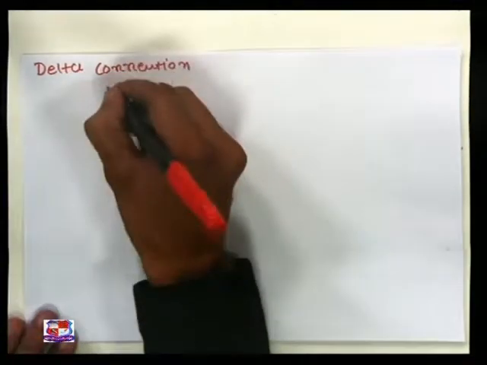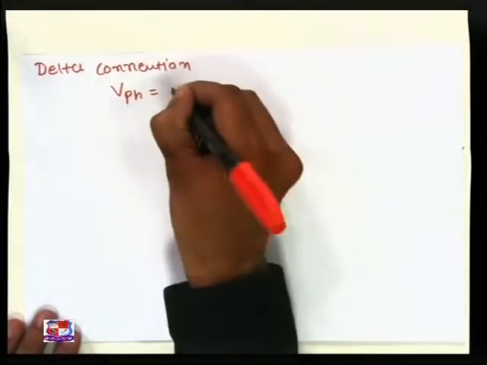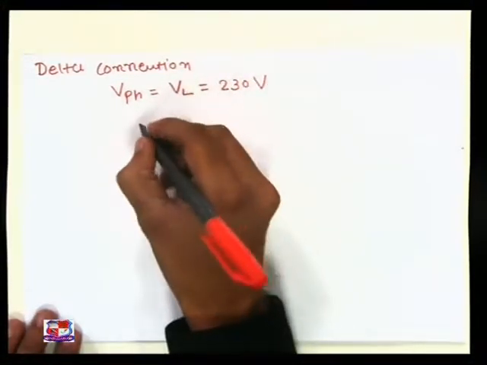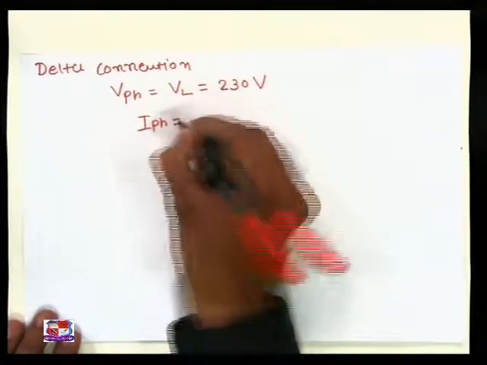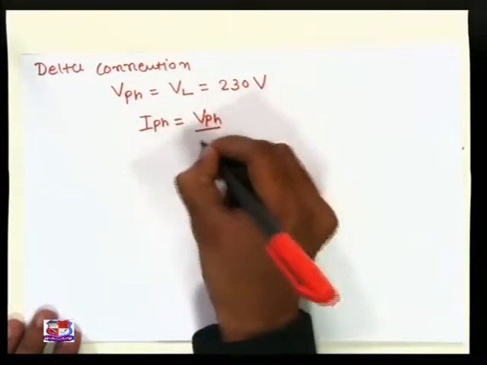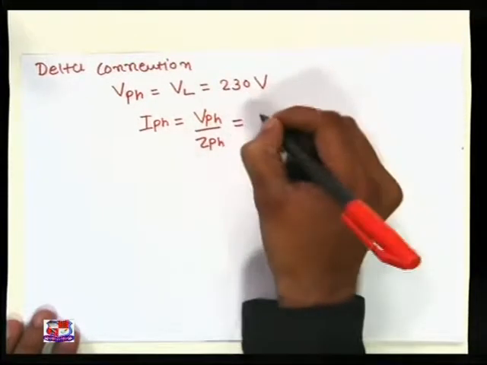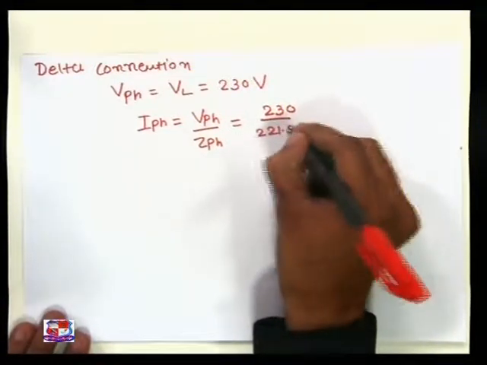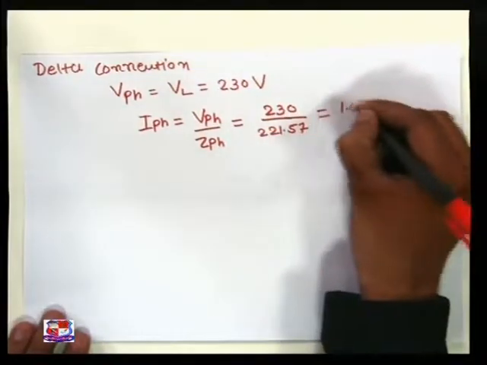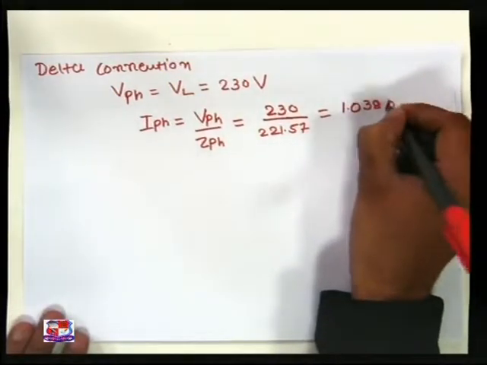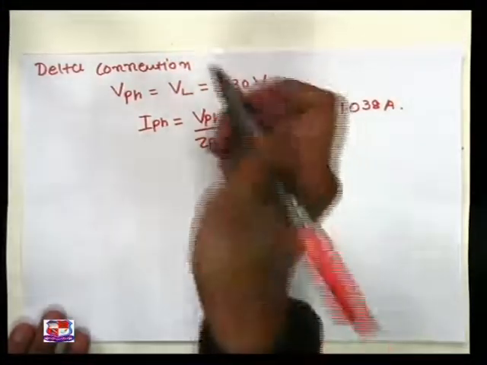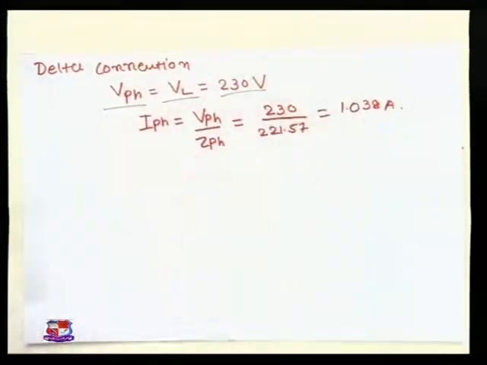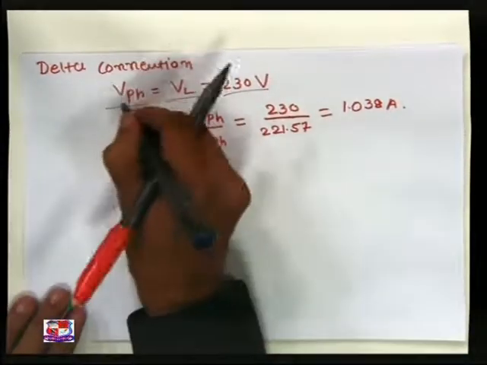So in the delta connection, V phase is equal to VL is equal to 230 volt. So I phase is equal to V phase upon Z phase, is equal to 230 volt upon 221.57, so you get the value of 10.38 ampere. In the delta connection we have to remember that V phase is equal to VL.